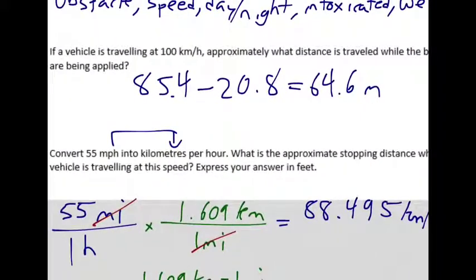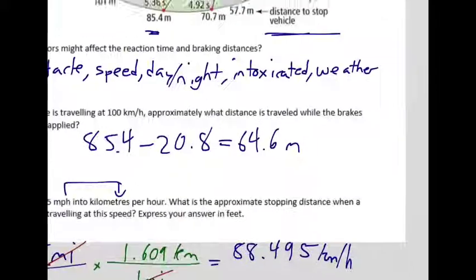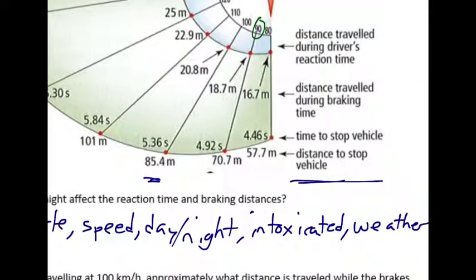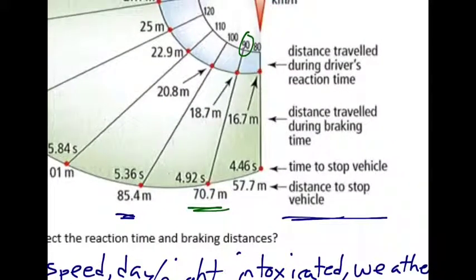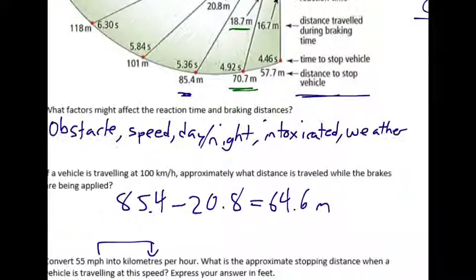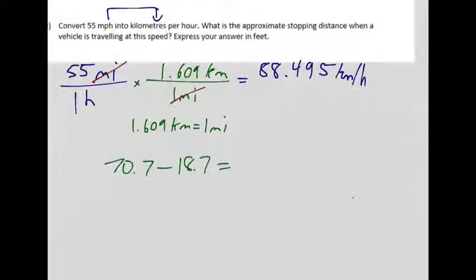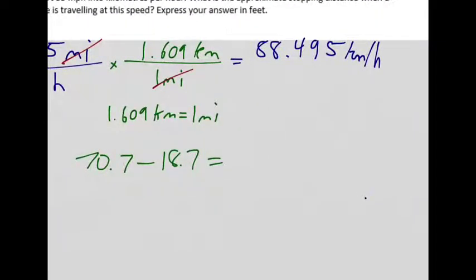Stopping distance, yeah. Okay, so just like we did last time, how far did they go in total going at 90 kilometers per hour? 70.7. They go 70.7, and then they react for how long? 18.7, so we just subtract them to find out. So 70.7 minus 18.7 is how much? 52 meters. So that's how long it takes them to stop approximately. Good? All right. Awesome.